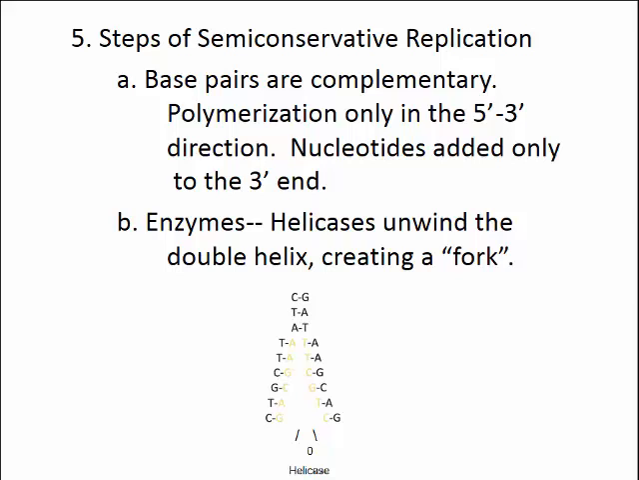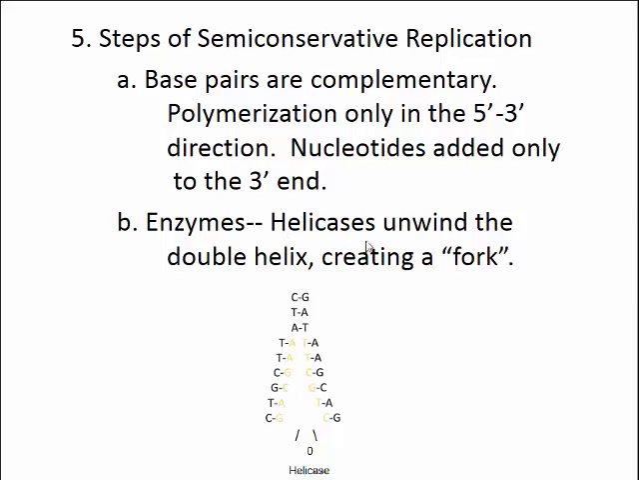So we're going to go through the steps as well as we know them. I am going to provide a link, look for it in the module, to a really great animation of semi-conservative replication. The base pairs we know are complementary. Remember what that means. That means A always matches with T and G with C. They polymerize only in the 5' to 3' direction, and this is just a peculiarity of the enzymes that we have that will only allow replication in one direction.